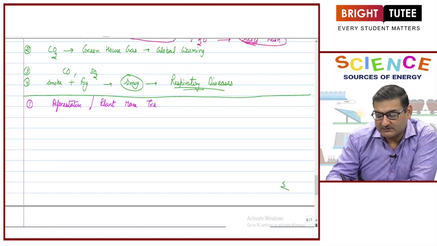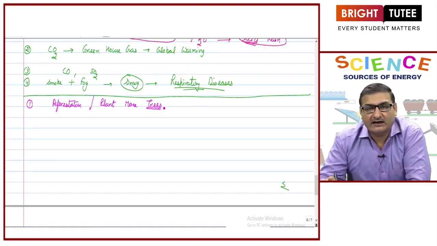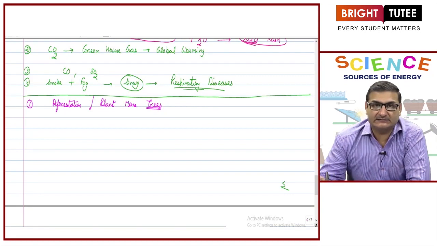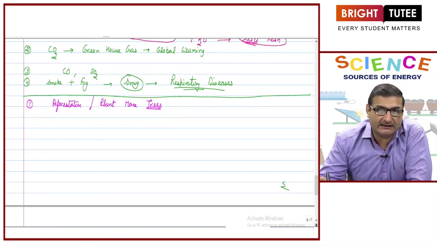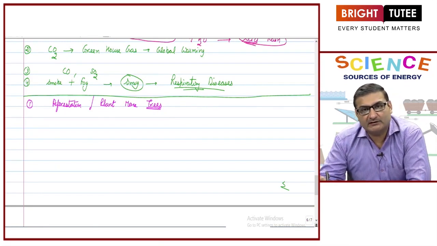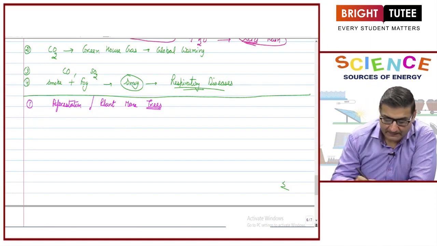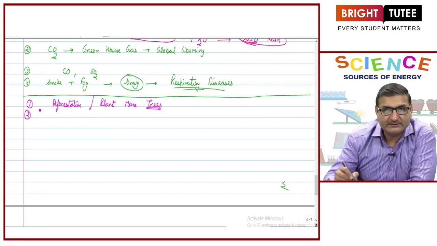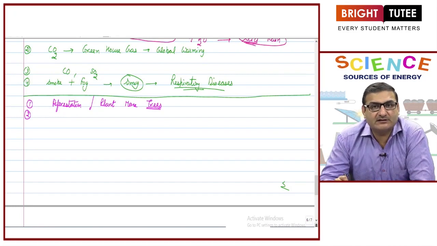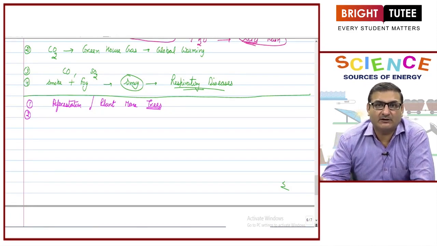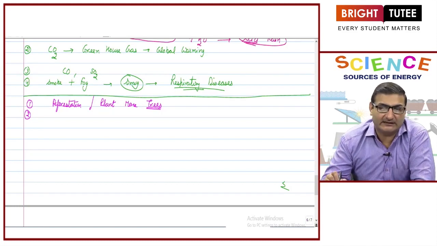Why? Because these trees are carbon dioxide intakers. They will take the carbon dioxide from the atmosphere for performing their photosynthesis process, and hence they will lead to a decrease in global warming. Second thing, when these fossil fuels are burned, they should not produce harmful gases. They should be completely burnt in order to produce less harmful gases.